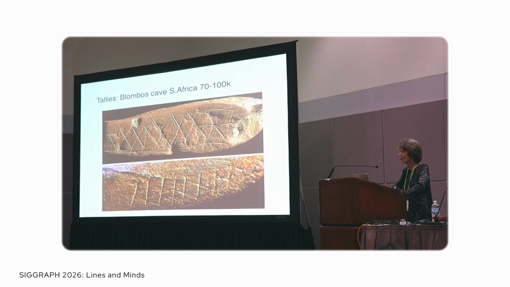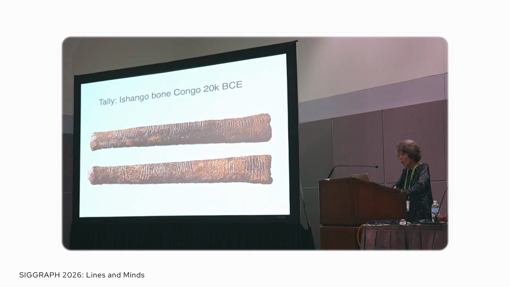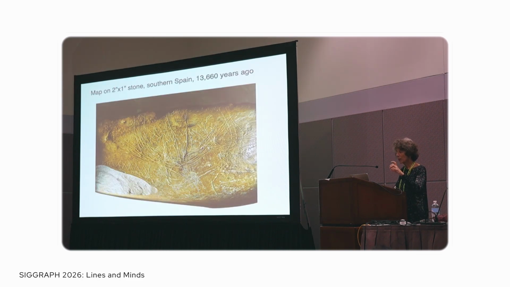We also find what they think of as tallies. I'm not so sure they're tallies or just decorative, but they go way back. And then we find maps. And maps are extraordinary. This one is about this big. It's 2 inches by 1, a stone that was found in a cave in Spain, and it depicted the world outside. It's not as convincing as we'd like of a map.